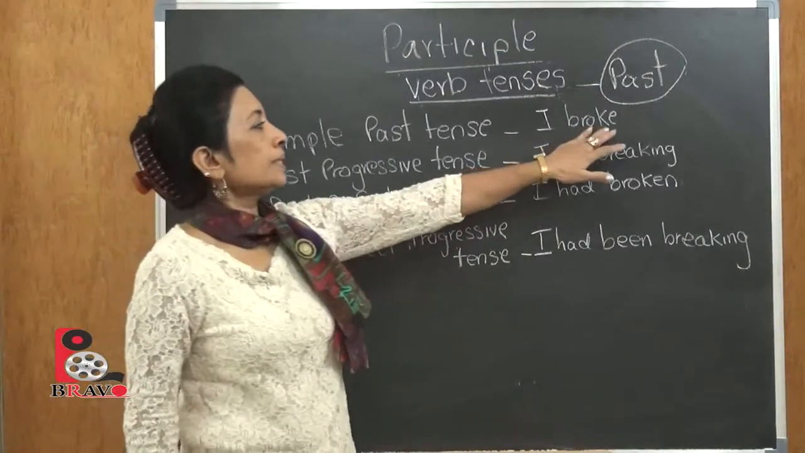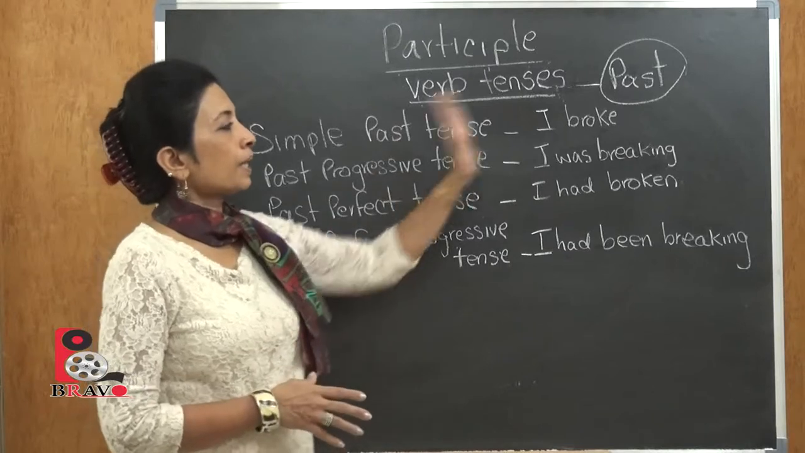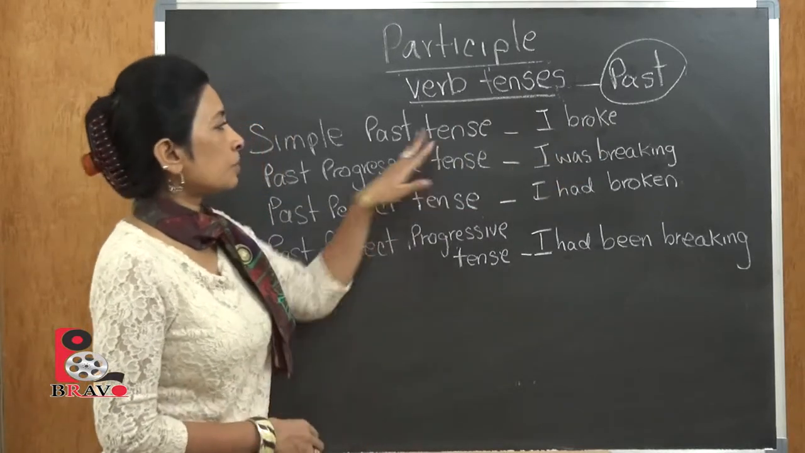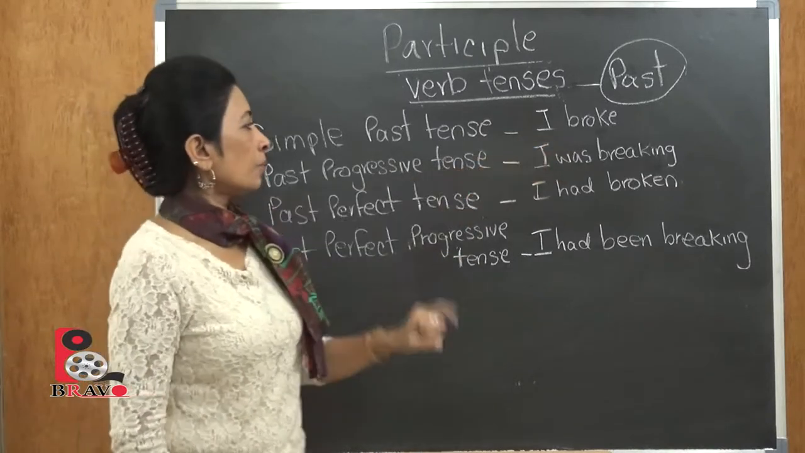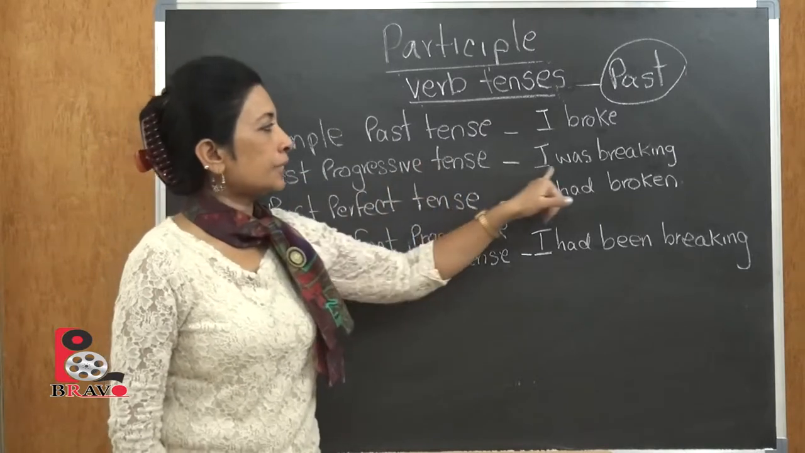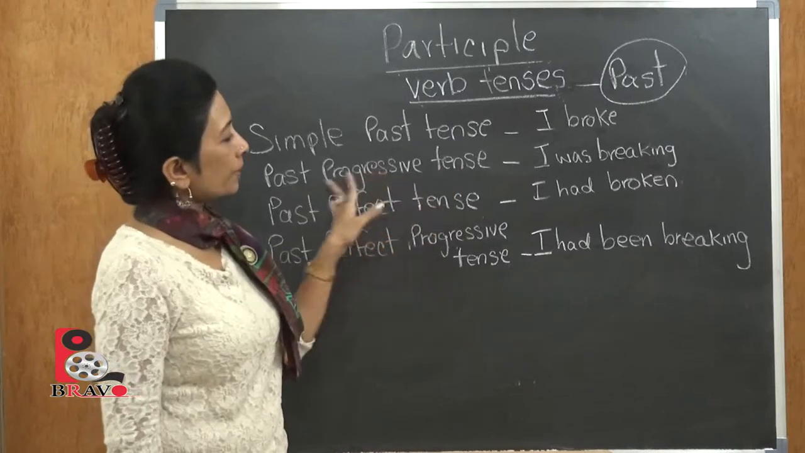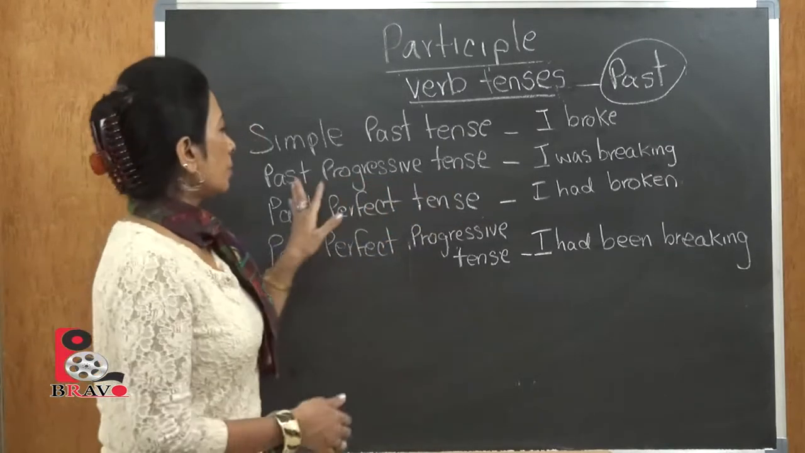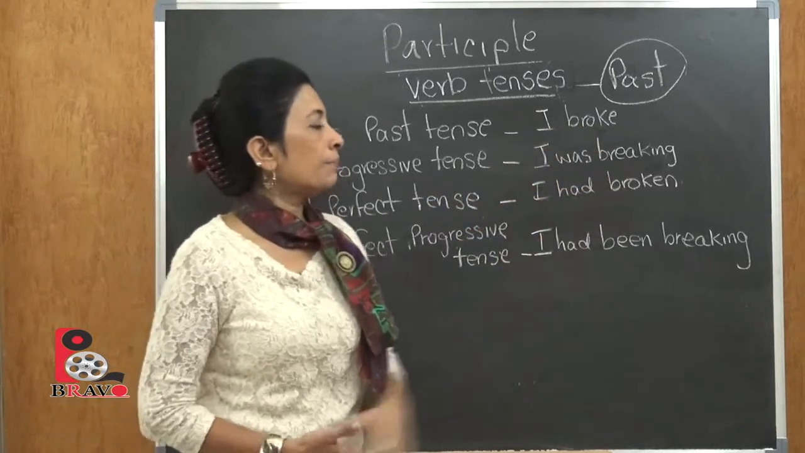So the word here is broke, and you know that the word break has become broke as the past tense because we are talking about the past. Now here the same thing, I broke, will change, as past progressive tense, to I was breaking, because as I said to you before, progressive means it's happening. So in past progressive tense, I broke has changed to I was breaking.